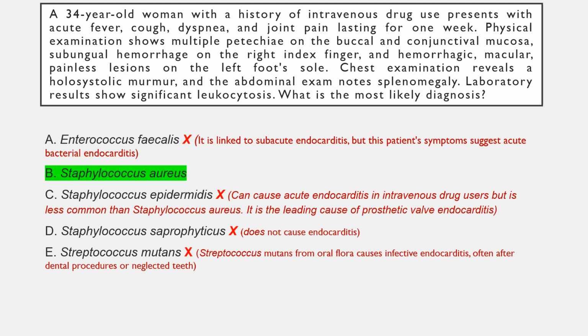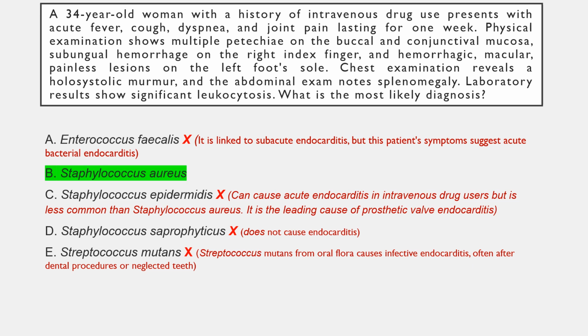Let's have a look at why the other options are incorrect. Option A is incorrect as Enterococcus faecalis is typically associated with subacute endocarditis that has an insidious nature. However, this patient's symptoms are more consistent with acute bacterial endocarditis.